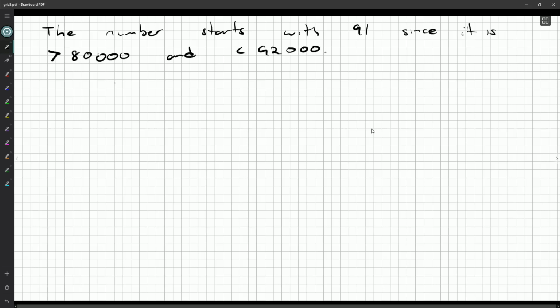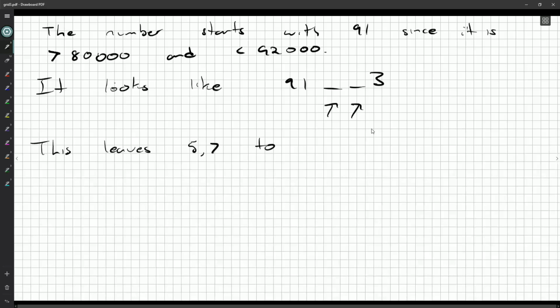So it looks like 9, 1, blank, blank, 3. And then the question is, what goes there? So this leaves 5 and 7 to place. They can be either 5, 7 or 7, 5.